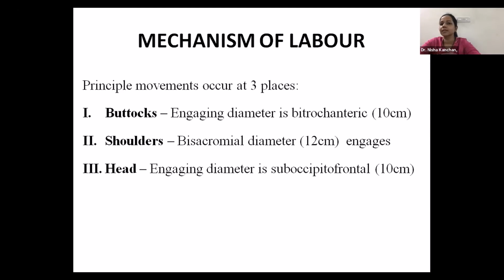And the head is going to be slightly deflexed. So it's not going to be suboccipitobregmatic. It's going to be half centimeter more. It is going to be suboccipitofrontal, which is 10 centimeters. So when you're explaining the mechanism of labor in breech, you have to be very clear about the 3 engaging diameters, which are bitrochanteric, bisacromial, and suboccipitofrontal. Okay, next slide.